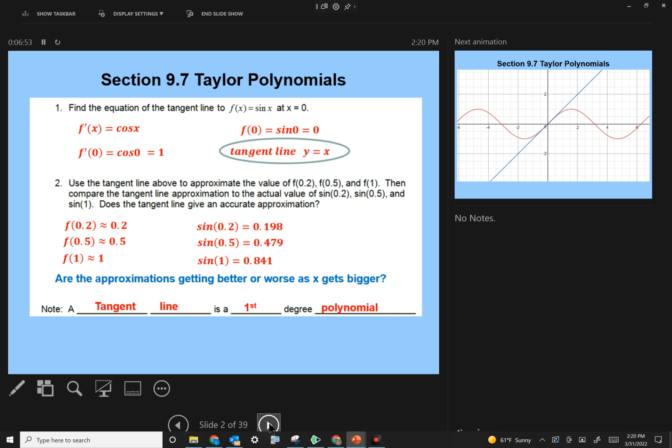Right? And isn't a tangent line a line? It's x to the first. I mean, it's trivial, but we could call it a first degree polynomial. What would be a second degree polynomial? A parabola, and so on, right?